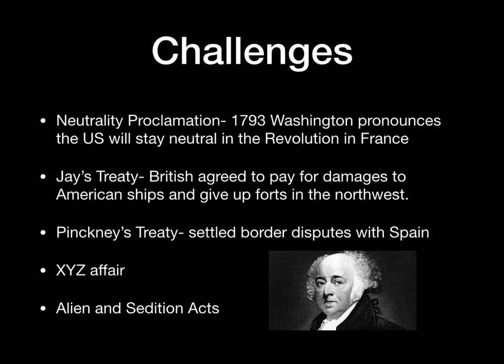We have some issues still going on with the British and the French. You have Jay's Treaty, which the British agreed to pay for damages to American ships and give up forts in the Northwest. This really doesn't happen. We have Pinckney's Treaty, which is to try to settle border disputes with Spain. It's a little bit more successful.